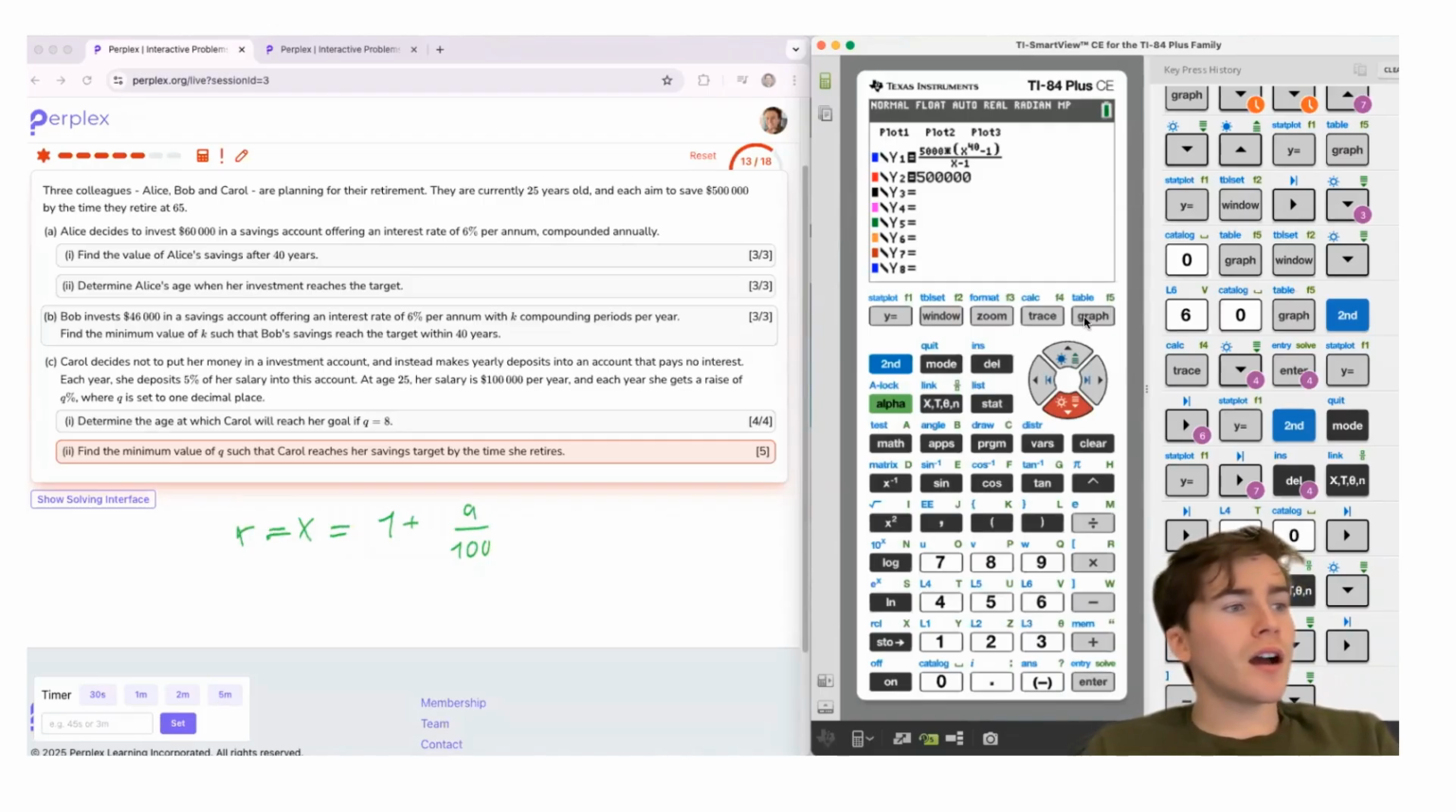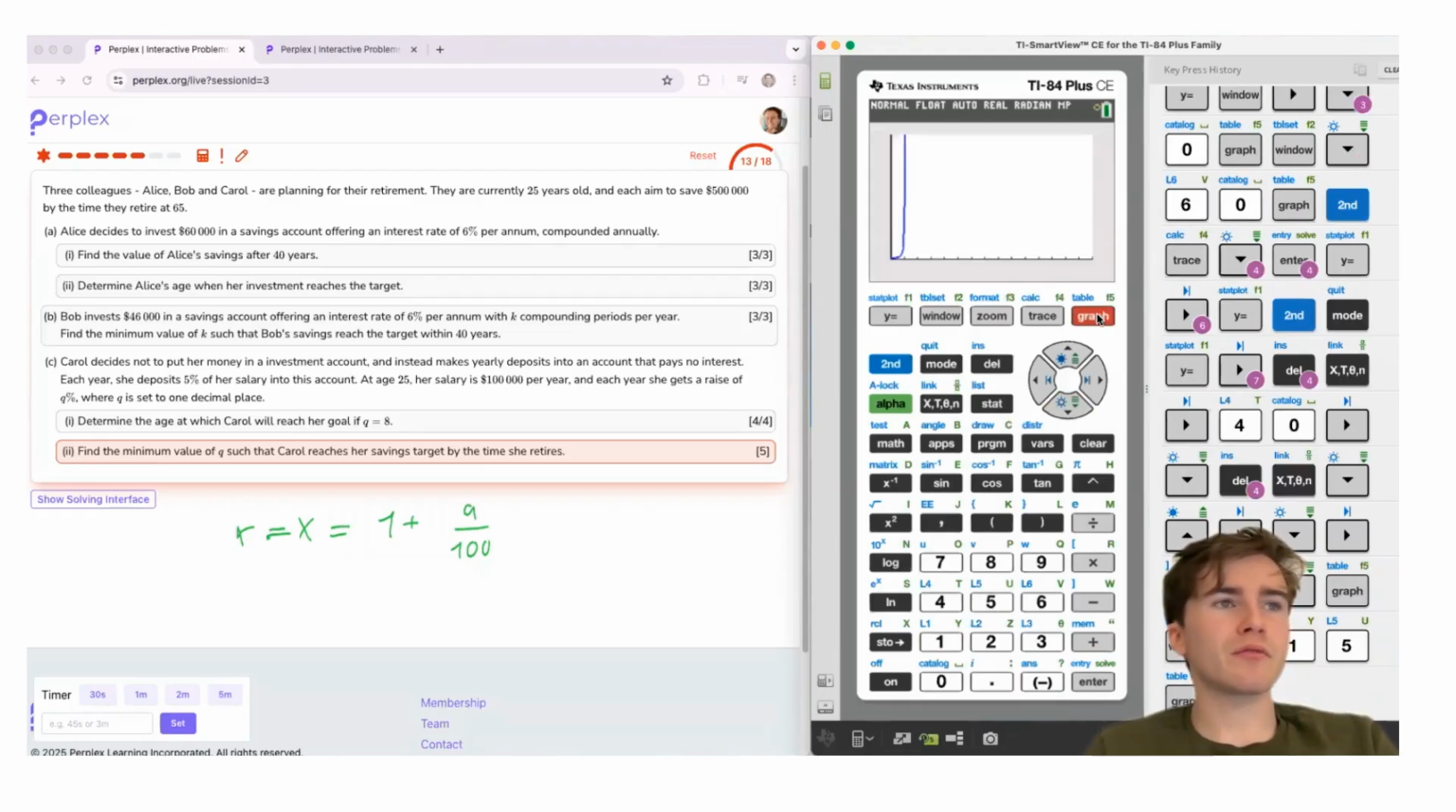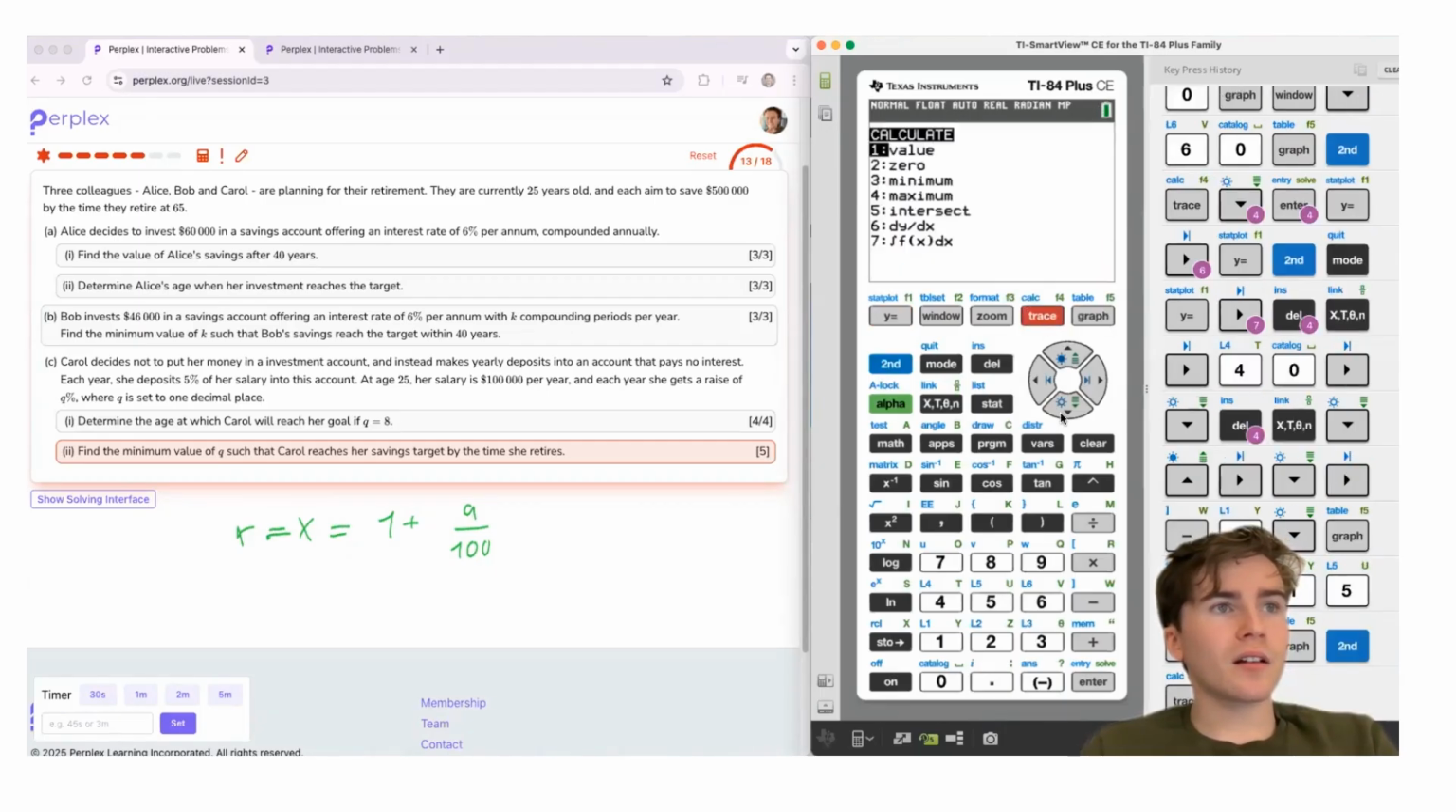So let's graph this. Notice that my window here was 0 to 60. She's not making a 60% raise per year. Let's say she makes at most 15%. It seems like a reasonable number. And even still, she doesn't need to make nearly that much. So let's go, did I type that in right? Yes. Second calc, I'm going to find the intersection.